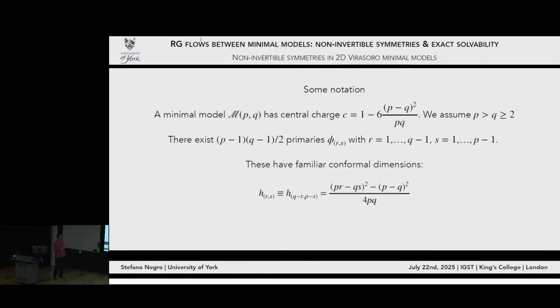And in this minimal model, there exist (P minus 1)(Q minus 1) over 2 primaries. The primaries are denoted by phi_rs. R goes from 1 to Q minus 1, S goes from 1 to P minus 1, and this is the conformal dimension. Okay, so this is all pretty familiar stuff.